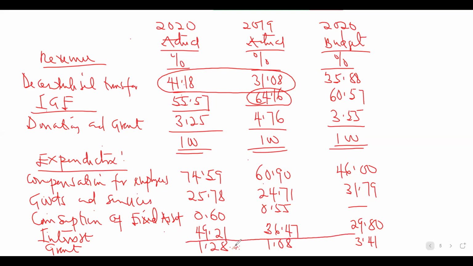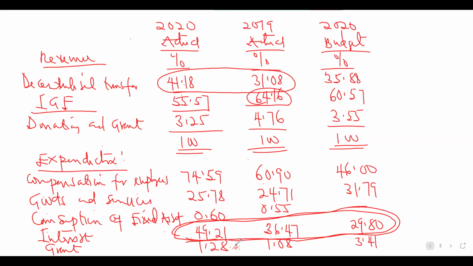Then you bring the interest. Interest is also another major important item. Okay, the interest forms 49% of the revenue as against 36.47 and also 29.80 budgeted for this year. Okay, this means that the entity has now increased their borrowing. The entity is now borrowing more, they are now getting more debt as compared to the previous year.